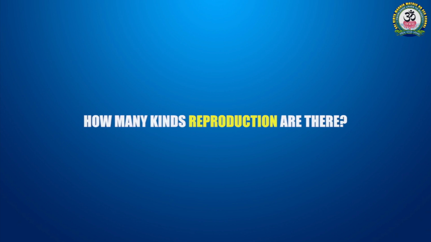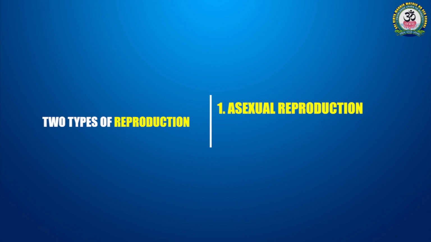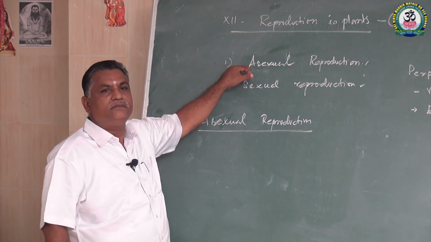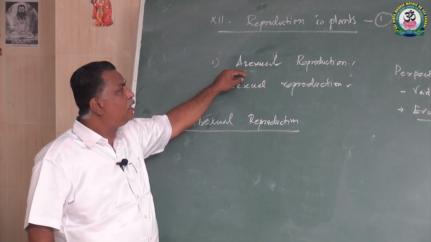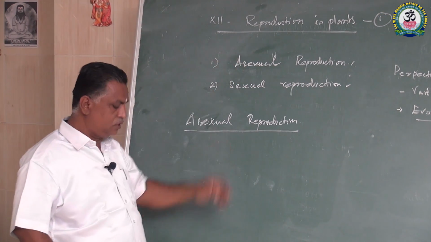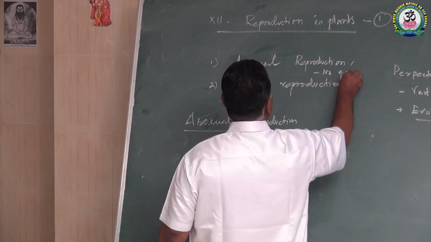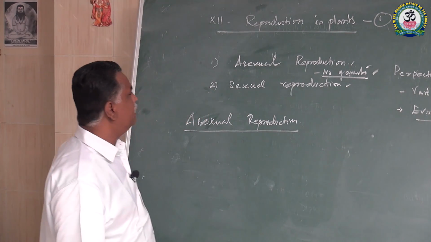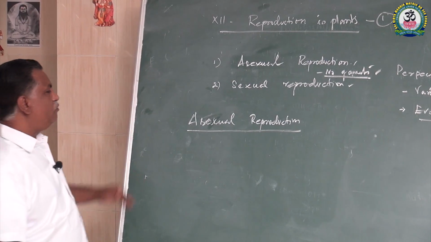How many kinds of reproduction are there? There are two types of reproduction. One is asexual reproduction and another is sexual reproduction. What is asexual reproduction? Asexual reproduction is a method by which an organism produces or perpetuates its own species without the involvement of gametes. So, in asexual reproduction, no gametes are involved. So, what are the methods in asexual reproduction? We will see one by one.